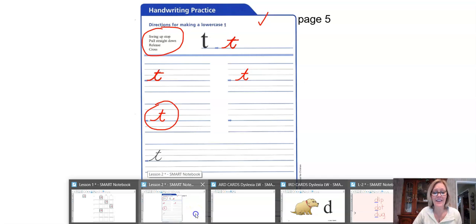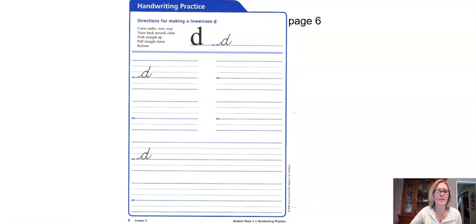All right, so now that we have that, okay, we're going to go and we're going to practice this letter. Okay, so let me turn to my next page. So you're going to be on page 6. And quickly, let's go over the strokes that it takes to make this letter. All right. This one's called a curve under, over, stop, trace back around, close, push straight up, pull straight down, and release. That sounds like a lot, but just watch here.